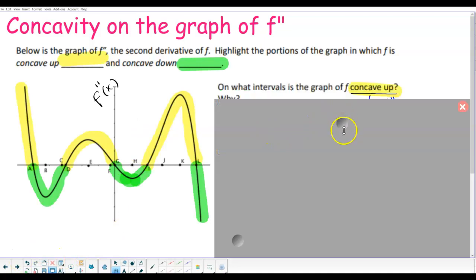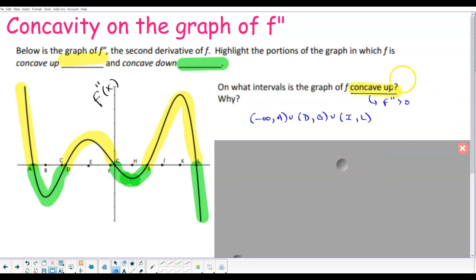So the graph of f double prime will be concave up whenever the second derivative is greater than 0, which means when is the second derivative above the x-axis? That's from negative infinity to a, d to g, and I to L, the yellow highlighted intervals.